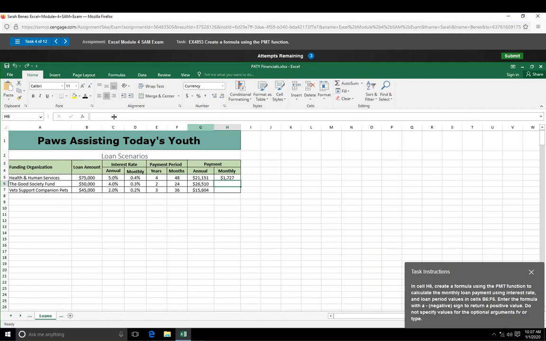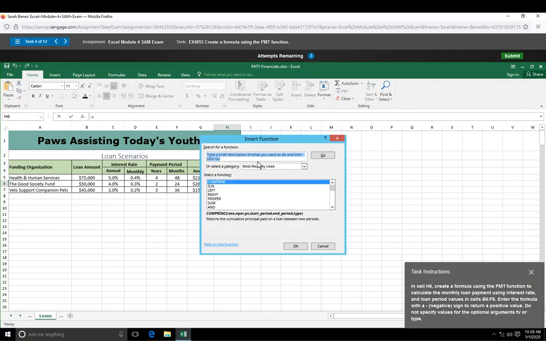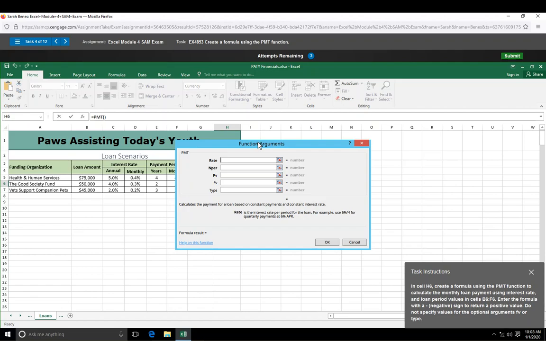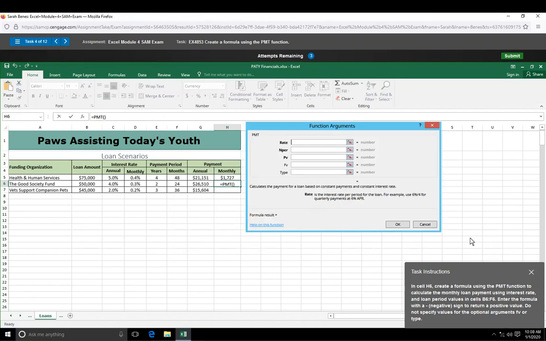Okay? I always have a little bit of trouble with the formulas myself and putting the right things in the right place. So I'm going to come up here to the f of x button, I call it, or the insert function. I'm going to look for payment. There it is. Okay, so I'm trying to find the monthly loan payment. So my rate, and we do need to make sure we've got a negative sign. So my rate is going to be negative.